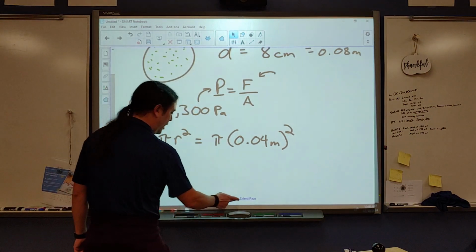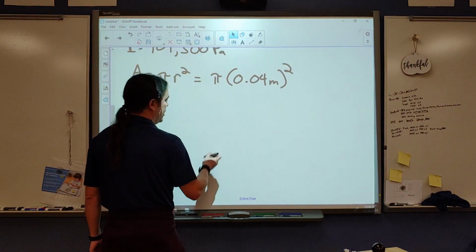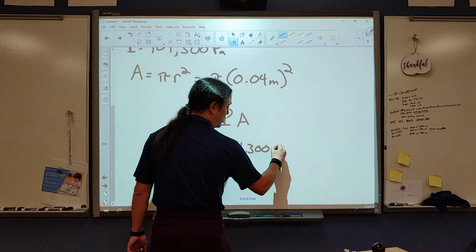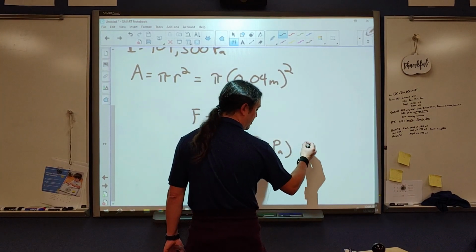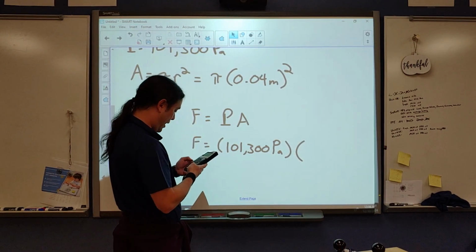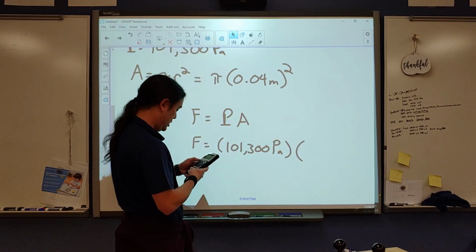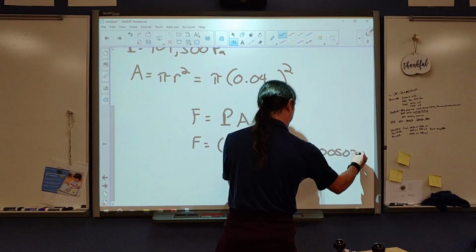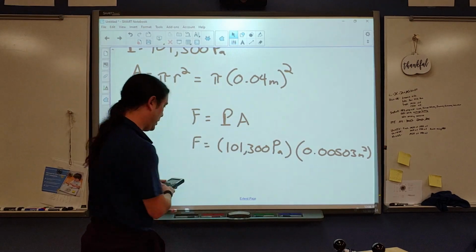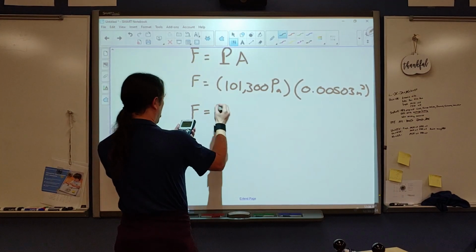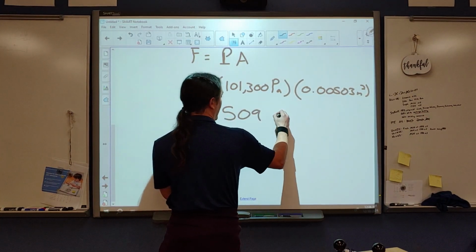Okay, so on this, I can then do the following. My force will therefore be equal to my pressure times my area. I'm reworking my equation there. So we've got that our force will be equal to 101,300 pascals, which is a Newton per square meter, times our area, which I'm going to run that through. So I've got 0.04 squared, so that's my radius squared, times pi gives me 0.00503 meters squared. Okay, so when I multiply this out, 101,300, I get the following. My force on one side of this comes up to about 509 newtons.